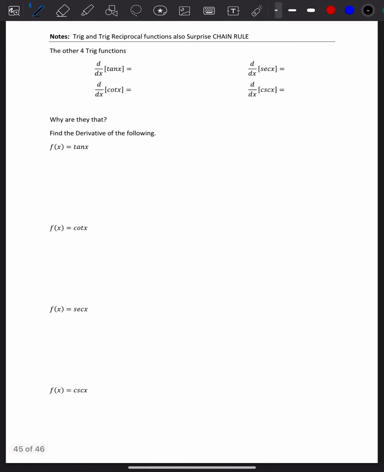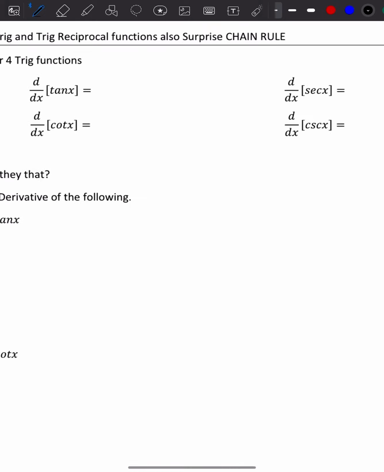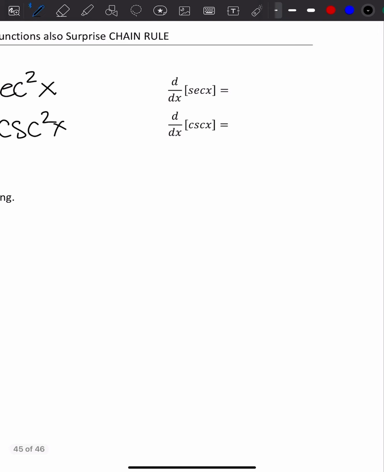Some of the stuff we did in class, so you may have a little bit of a repeat here, but that is okay. We have our 4 trig functions that are not sine or cosine, and we get these derivatives. The derivative of tangent is secant squared. The derivative of cotangent is negative cosecant squared. The derivative of secant is secant x tangent x being multiplied together. And the derivative of cosecant is negative cosecant x cotangent x.